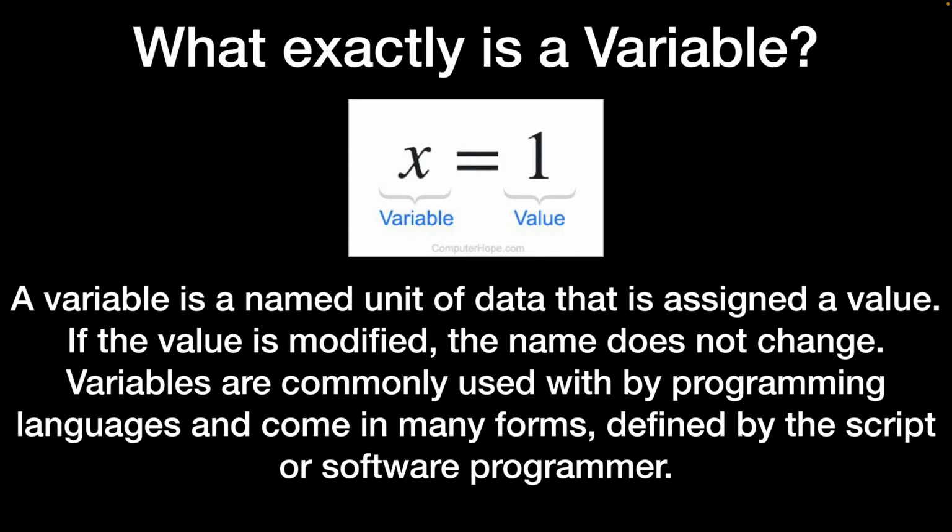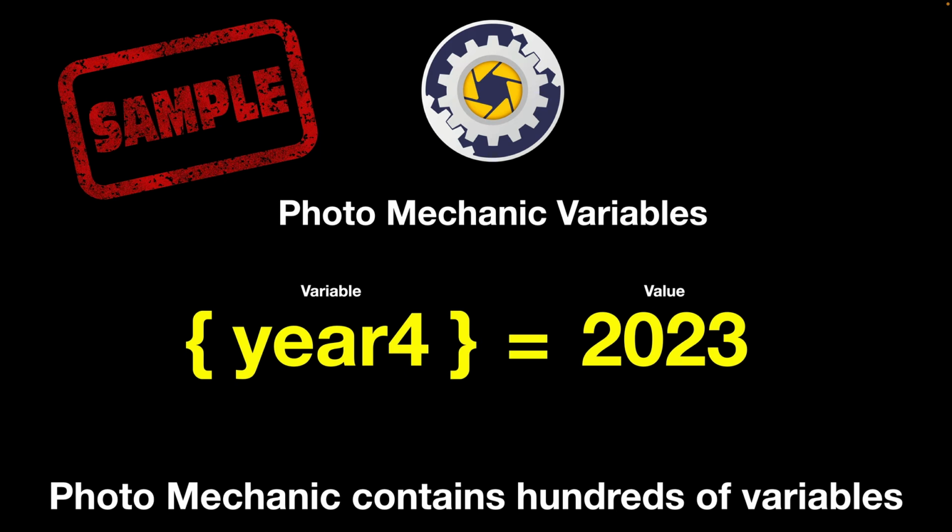So that sounds very complicated, but it's really not. It's just simply stating we can use variables to recall certain values, okay? All right. So here's an example of Photo Mechanic. Photo Mechanic has hundreds, and I mean hundreds, of variables already built into it for you to use.